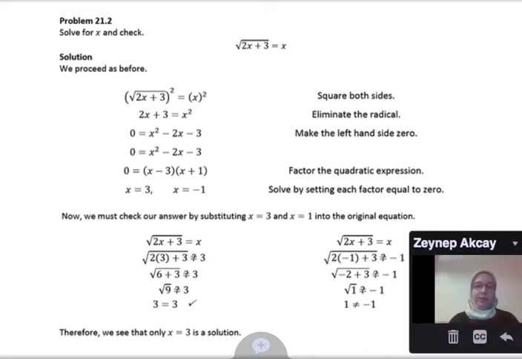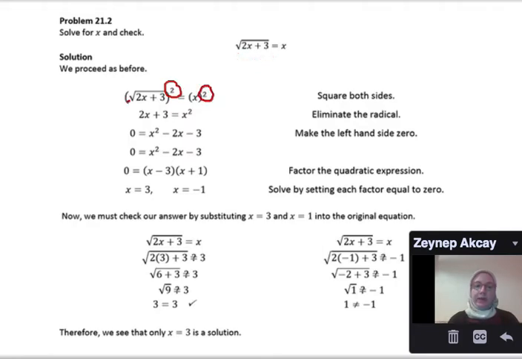Here we have another radical equation. So this is also a square root, and we have one square root expression on the left side. To get rid of this square root, we will need to square it. And we do the same on the other side of the equation. So we start by squaring both sides of the equation.